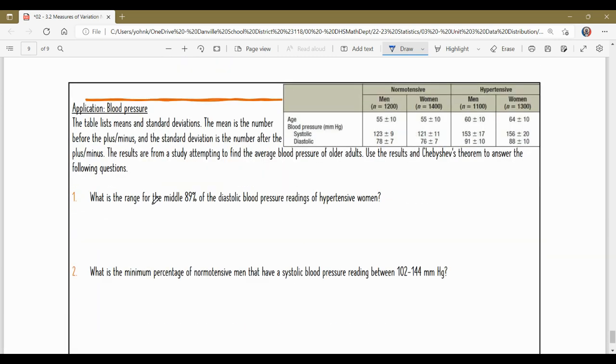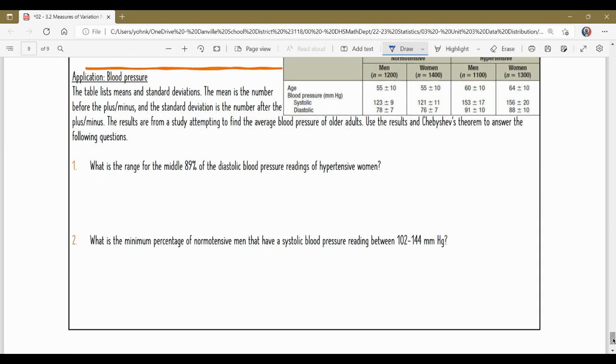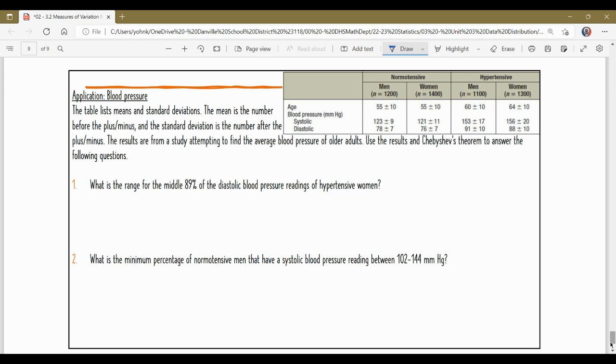All right, so let's take a look at a real-life example having to do with blood pressure. So this table lists means and standard deviations. The mean is the number before the plus or minus, and the standard deviation is the number after the plus or minus. So basically, you have X bar plus or minus a standard deviation. The results are from a study attempting to find the average blood pressure of older adults. Use the results and Chebyshev's theorem to answer the following questions.